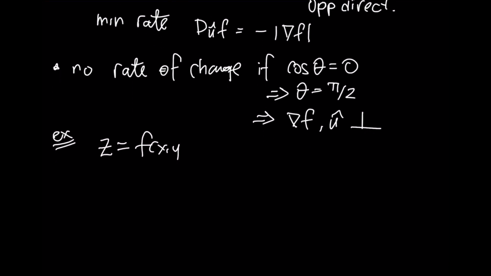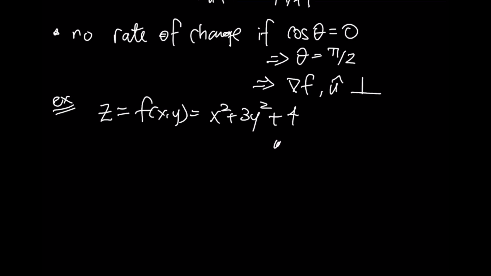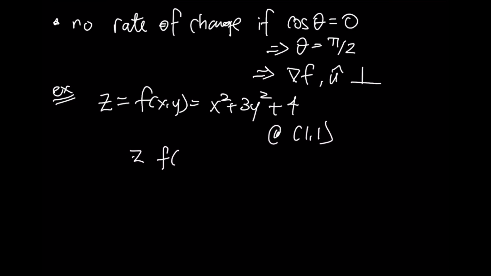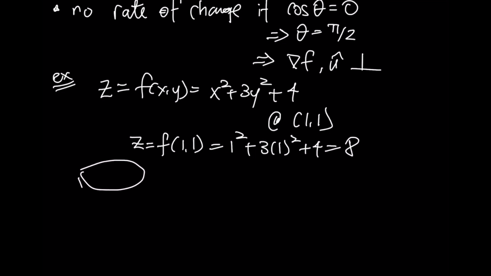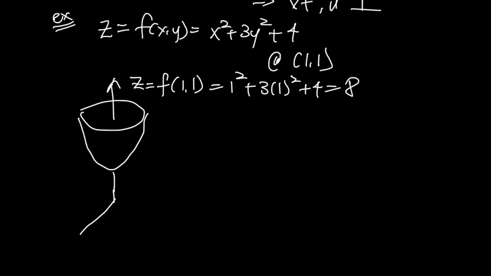And so this will be x squared plus 3y squared plus 4. And we're going to talk about the point 1, 1. Now, at this point 1, 1, the height of the function is simply going to be 1 squared plus 3 times 1 squared plus 4, which is going to be 8. If we were to draw this paraboloid, it has a gap. It's raised above the xy plane. And we are talking about the point 1, 1 here. And right up there is the point that we're interested in.